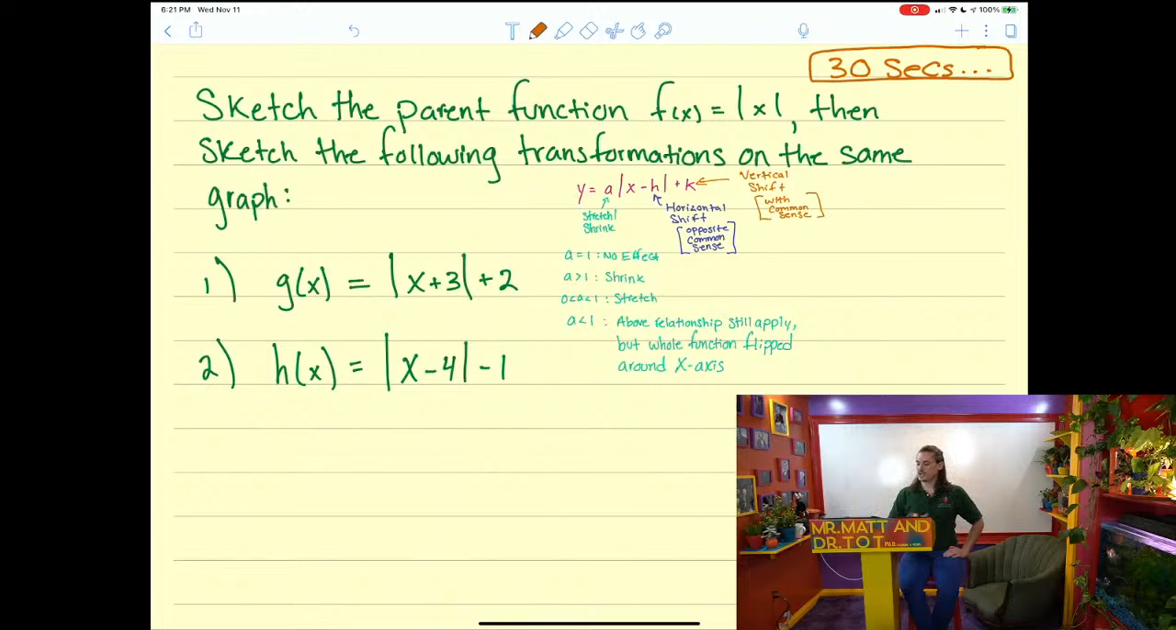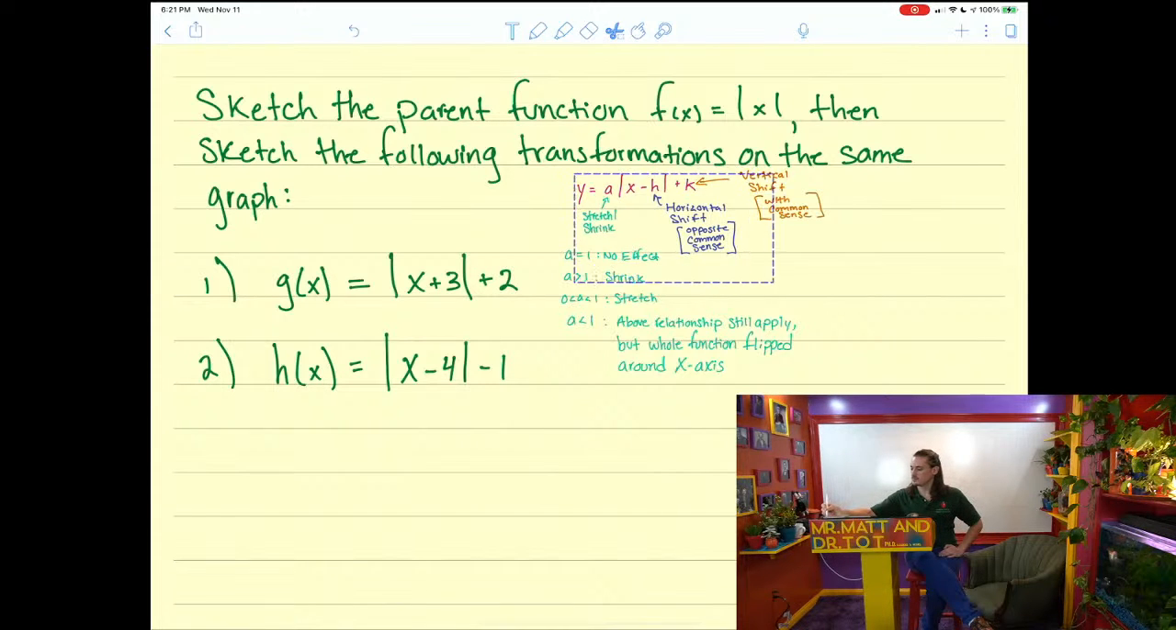Okay, so if we look at number 1, g of x is equal to the absolute value of x plus 3, quantity plus 2. So let me just get this stuff down here. Save that for later. So if we plot this out, actually let me do this. This would be easier.